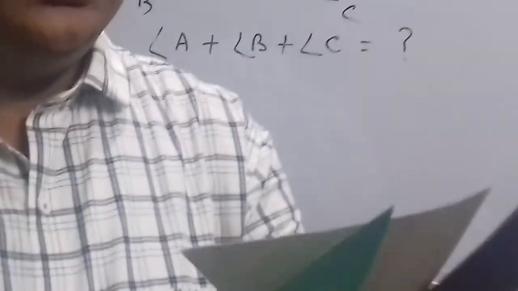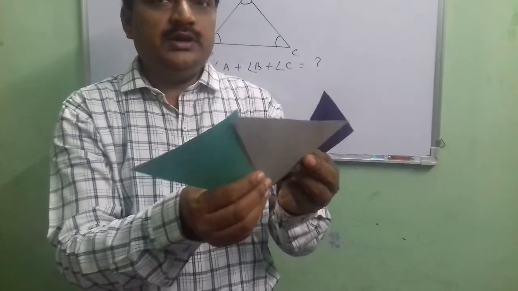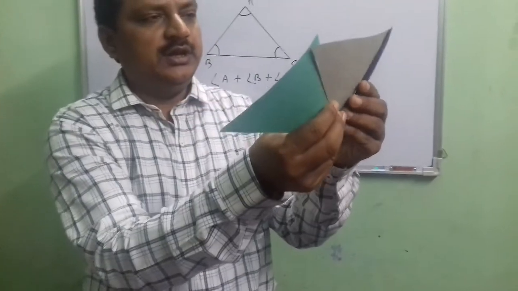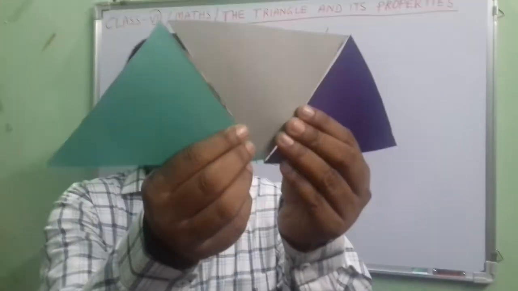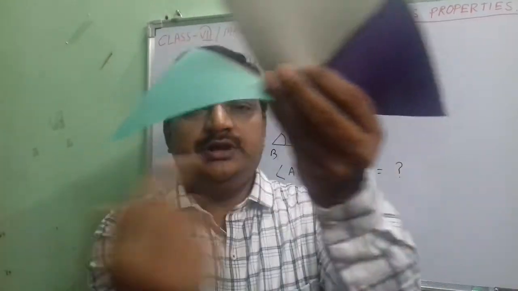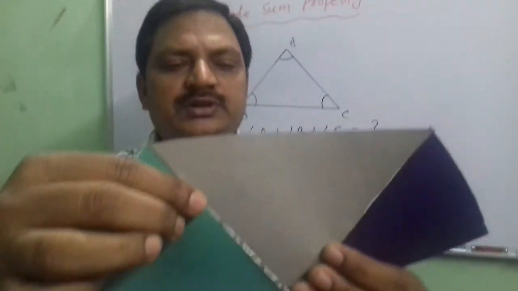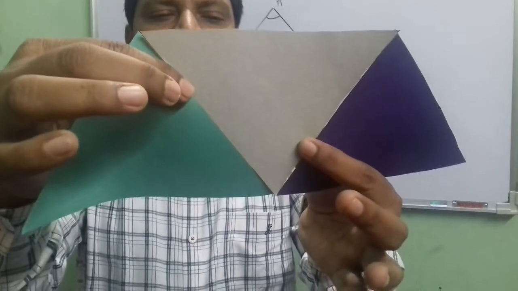I shall align angle A of one triangle with angle B of another triangle and angle C of the third triangle. Okay. If I align the angles, then what I see, now if I align these three angles, angle A, B and C, you can see it makes one straight line. Right? That means, what do you mean by straight line? Straight line means the angle is 180 degrees.